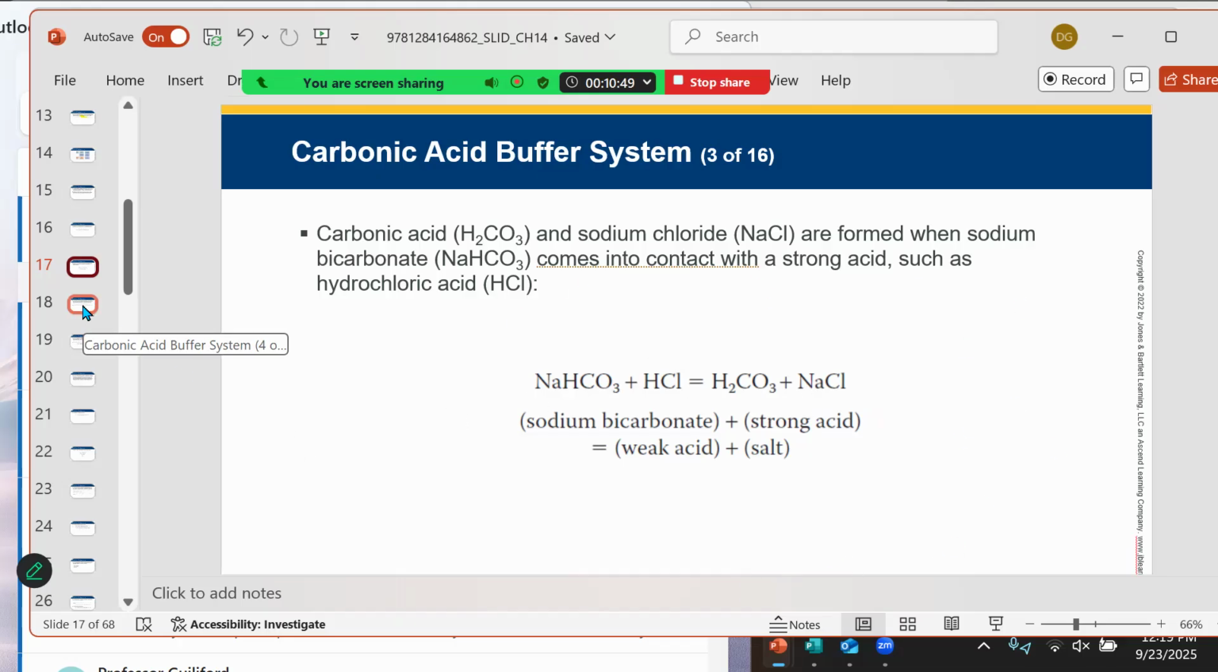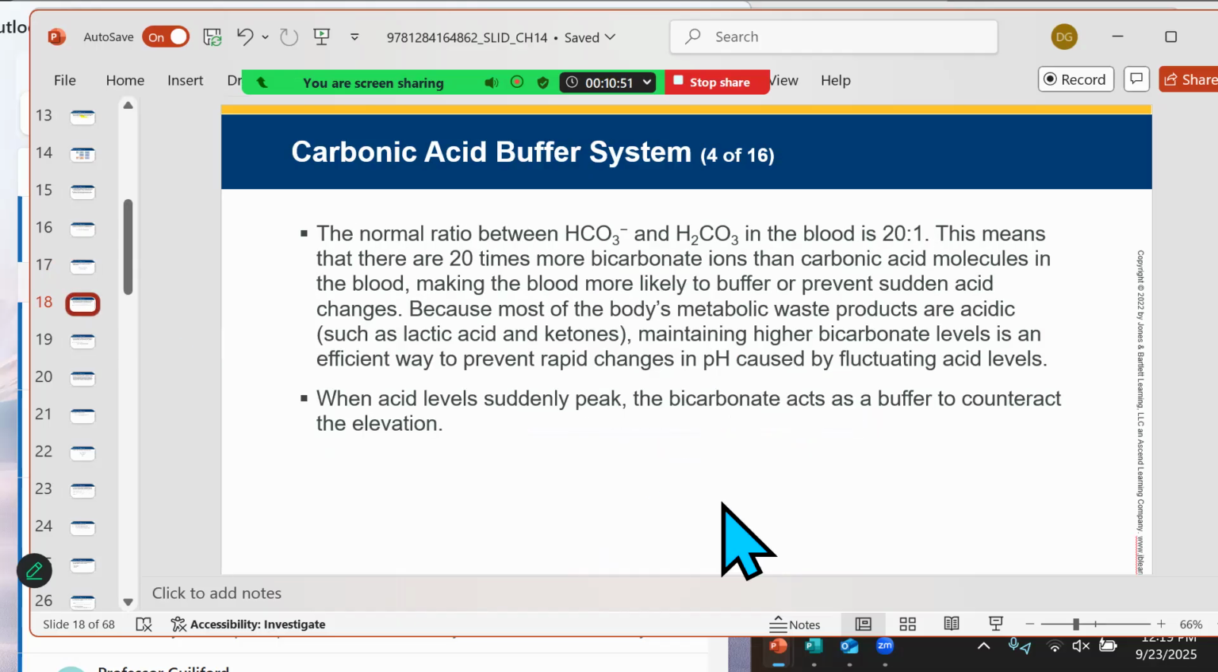It's a pretty slick system that nature's come up with, that buffering system. Normal ratio between bicarb and carbonic acid is 20 to 1. So 20 times more bicarb ions than carbonic acid molecules.